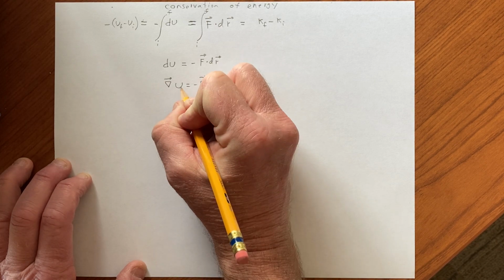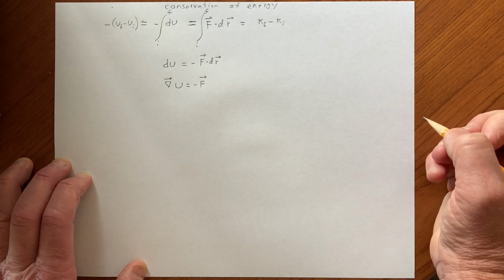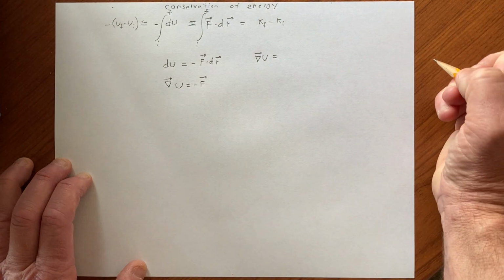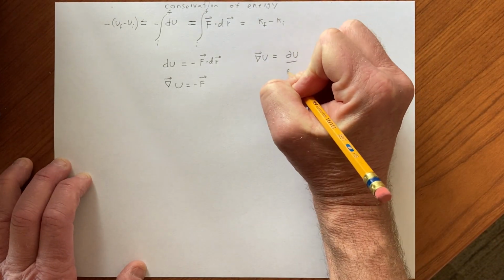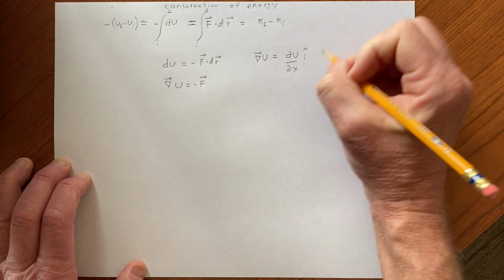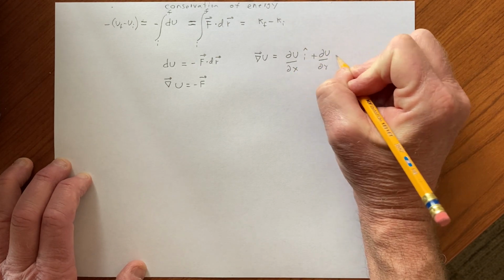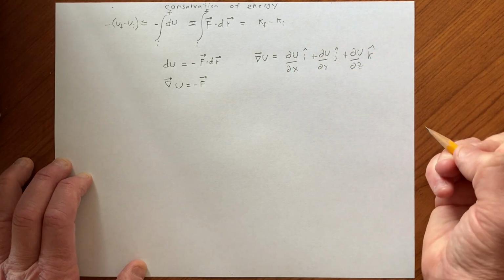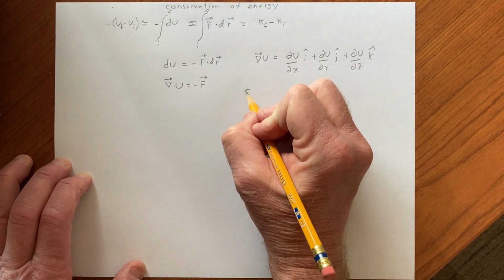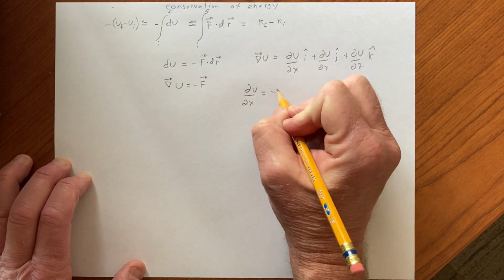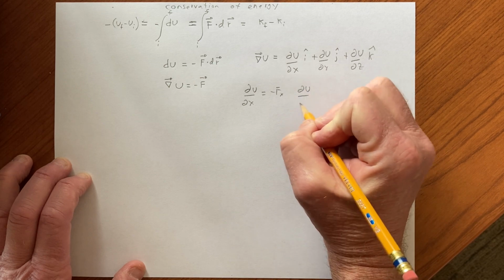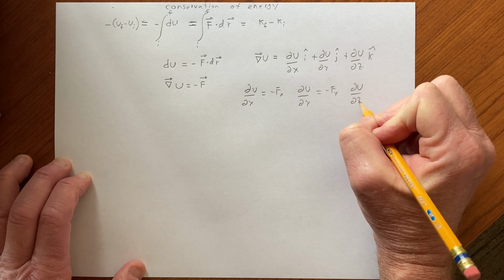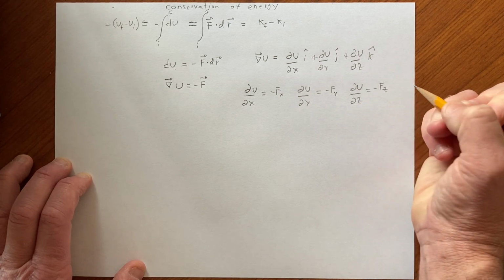We take the scalar function U and we turn it into a vector, minus the force, where the gradient of U in Cartesian coordinates is just the derivative of U with respect to the different components, dU by dy j hat and dU by dz k hat. So we can see that dU by dx is equal to minus Fx, dU by dy is minus the y component of the force, and dU by dz is minus Fz.